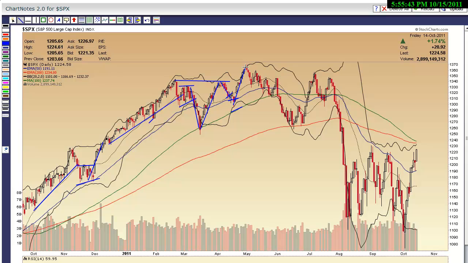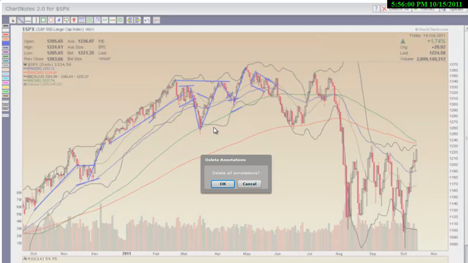But we had a nice bounce off of there, and even here we had a nice 3-day bounce, and now we start hitting the 50-day moving average and also the 100-day. The 20-day is starting to roll over, similar to what it did here. Here, let me delete all of this and start over.